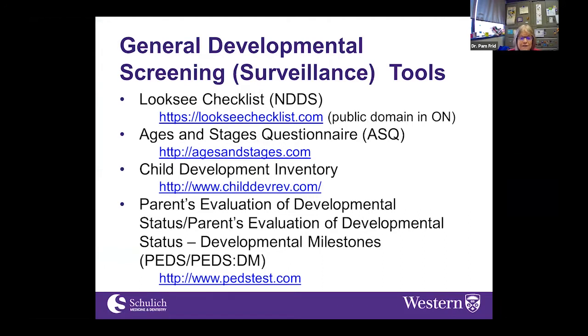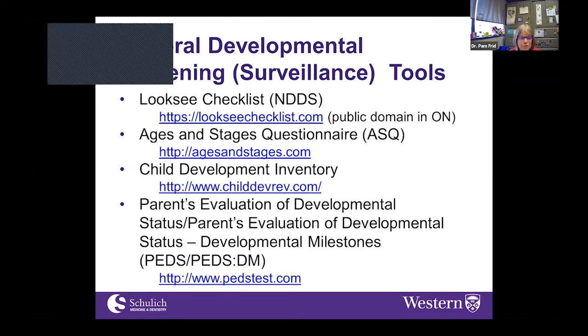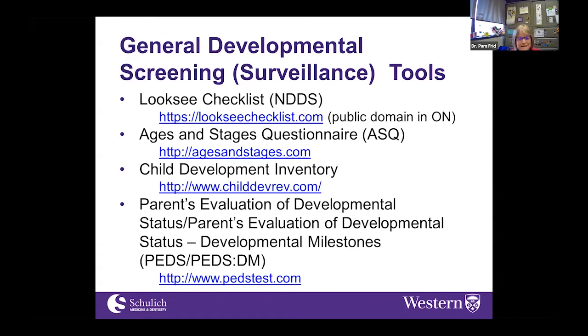Then beyond surveillance, which is really what the work is doing, we want to move on to screening tools. And what I've listed here are a number of screening tools that are available for us to use when we're trying to do screening. The first one I've got up there is called the LookSee Checklist. Now, it used to be called the Nipissing Developmental Screener, the NDDS. They changed it last year. So they've changed its name to the LookSee, but it functions very much in the same way.